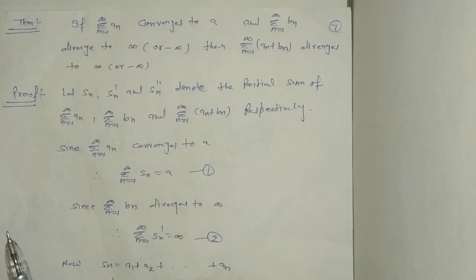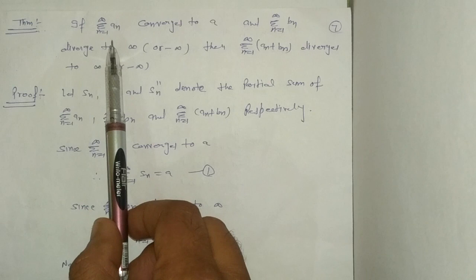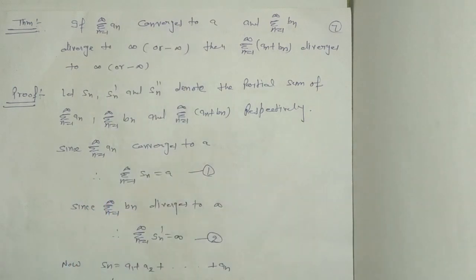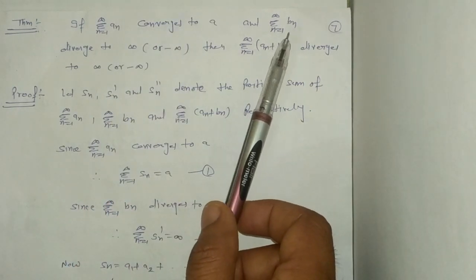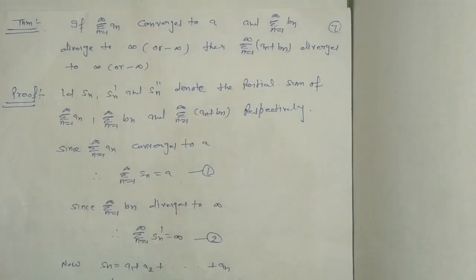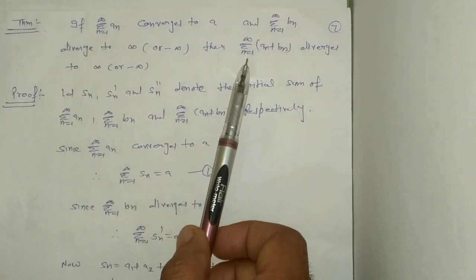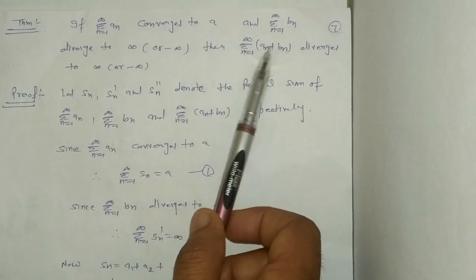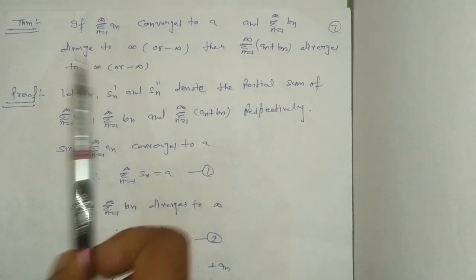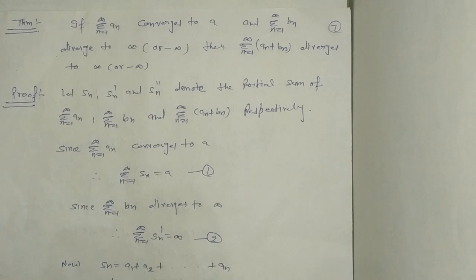Next theorem: if the summation n equal to 1 to infinity of an converges to a, and the summation n equal to 1 to infinity of bn diverges to infinity or minus infinity, then show that the summation n equal to 1 to infinity of an plus bn diverges to infinity or minus infinity. Means if one series converges to a and another series diverges to infinity or minus infinity, then the series an plus bn diverges to infinity or minus infinity.